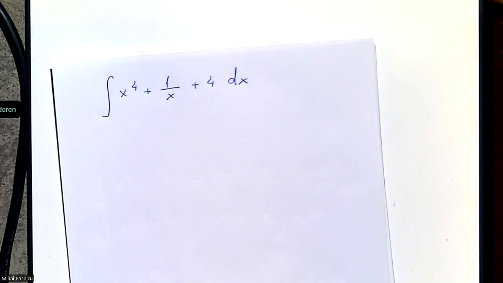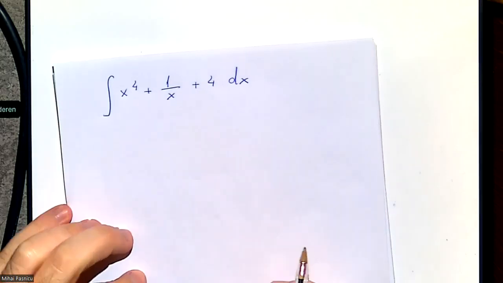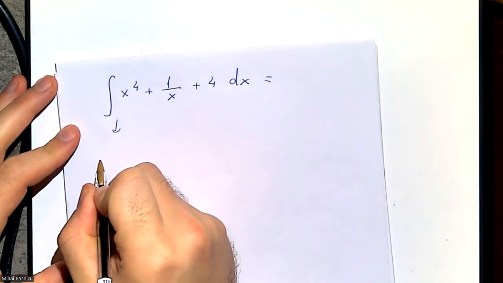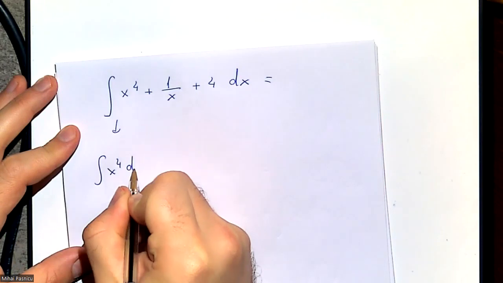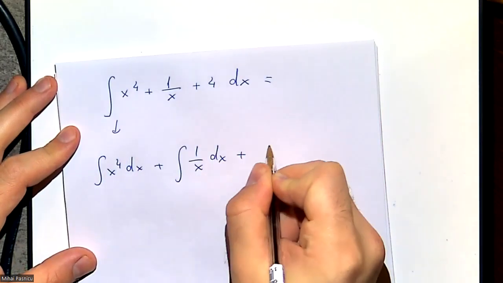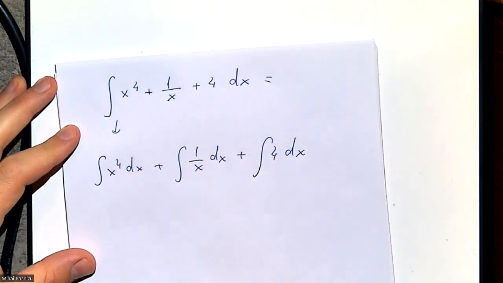Okay, so how do you guys do it? Well, I don't know, but this is how I would do it. So I'm going to split it: integral of x to the fourth dx plus integral of 1 over x dx plus integral of 4 dx.